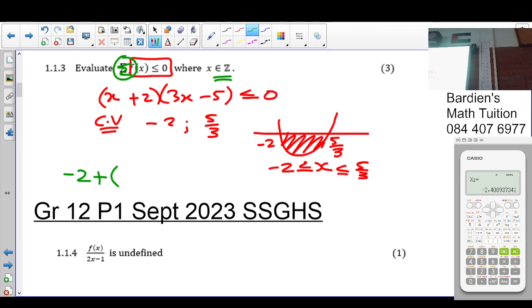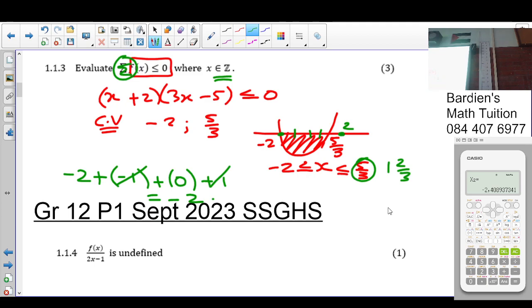Okay, so it's negative 2, negative 1, 0, 1. And of course, 2 is on this side. So I'm not going to consider 2. Remember that 5 over 3 is also 1 and 2 over 3. Remember, I'm adding the integers between negative 2 and 5 over 3. So if I do my addition, the answer is simply negative 2.